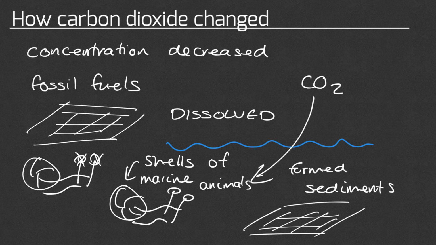All three of these methods trapped the carbon dioxide in the ocean, either as sediments or as the fossils of dead sea animals. This meant the carbon dioxide is trapped at the bottom of the ocean and can't escape back into the atmosphere.